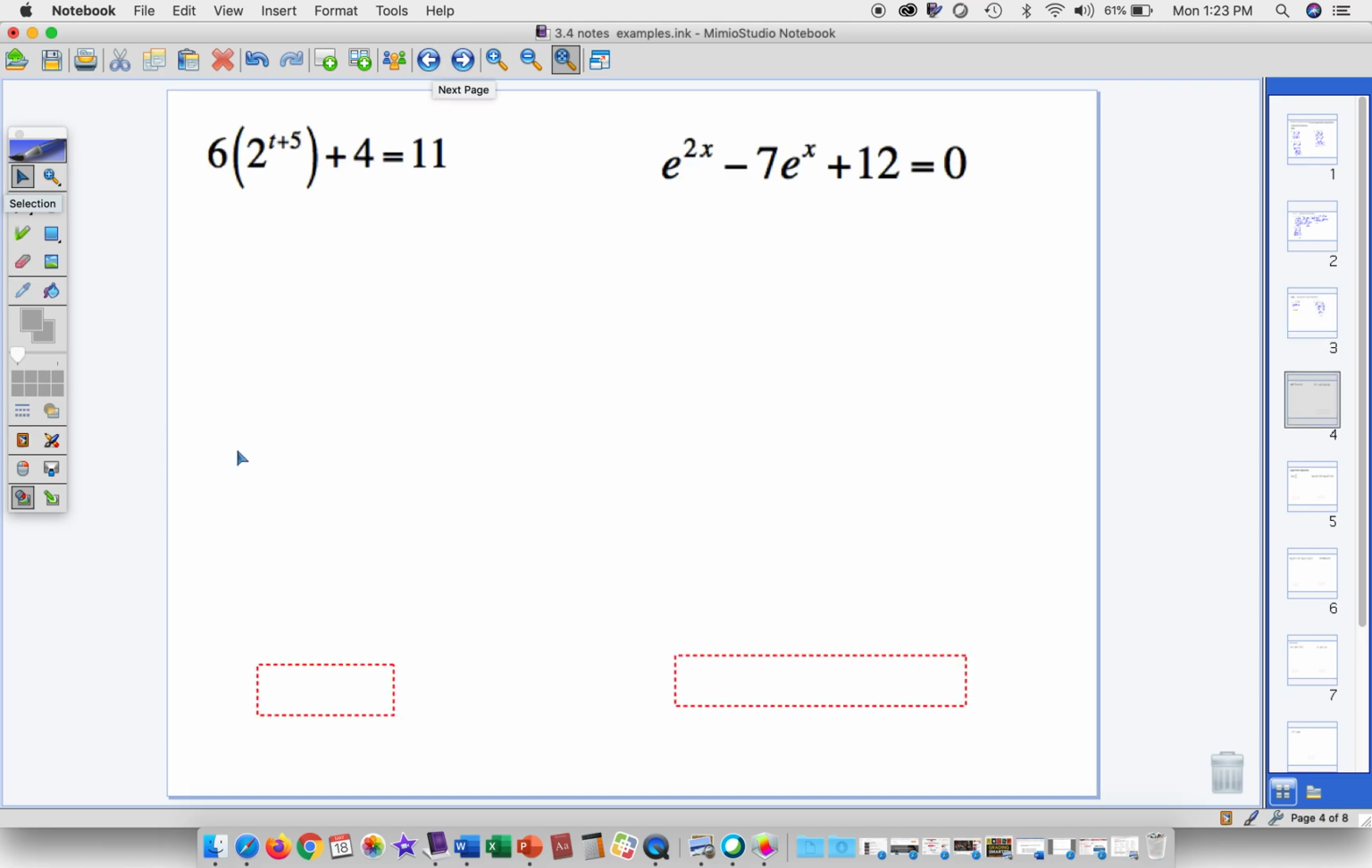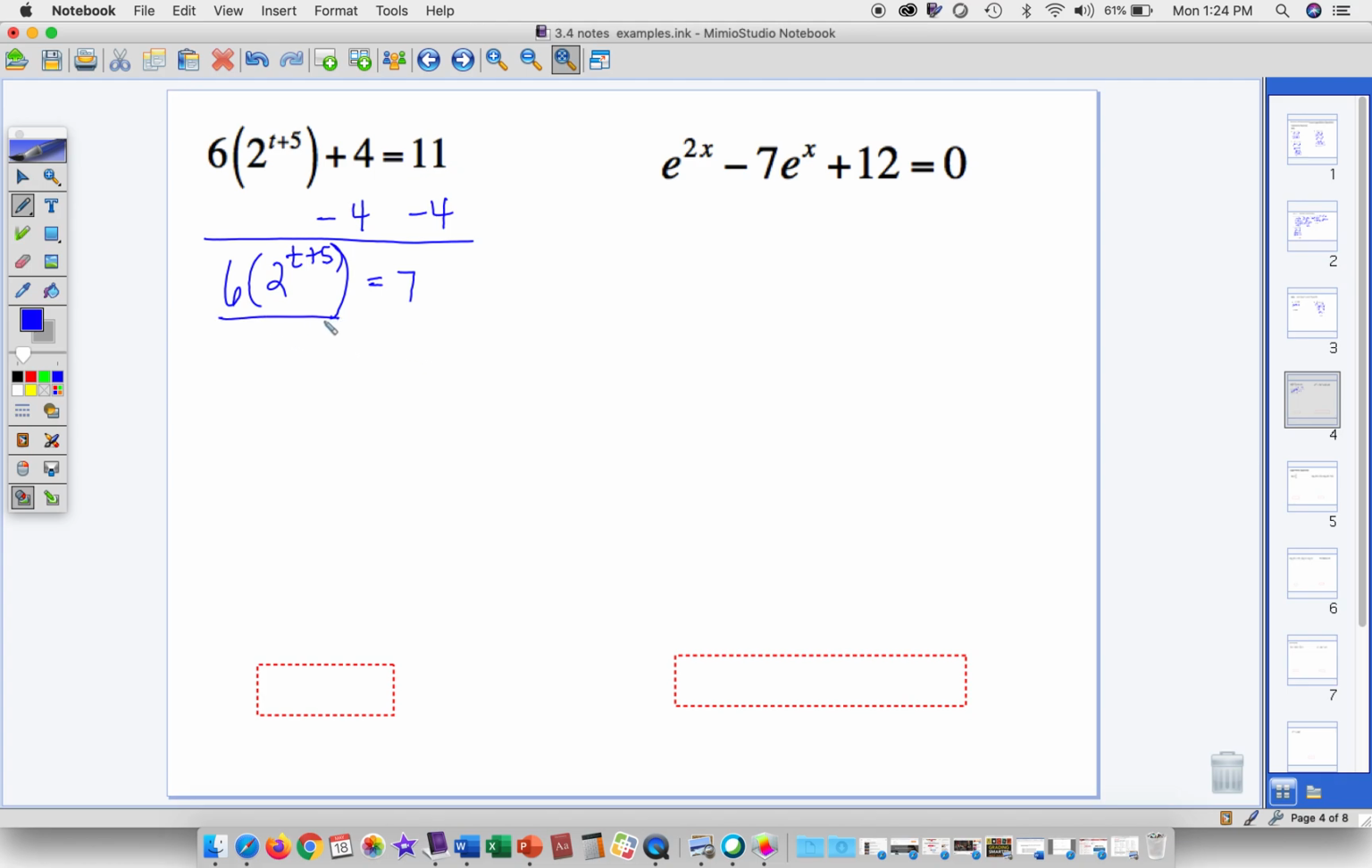Okay, now here we have a base of 2, being raised to the t plus 5. We have 6 times that, and then we have a 4 added on. So again, my order is always to do addition or subtraction first, so I'm going to get rid of this 4. So I'm going to subtract 4, subtract 4. So I have 6 times 2 to the t plus 5 is equal to 7.